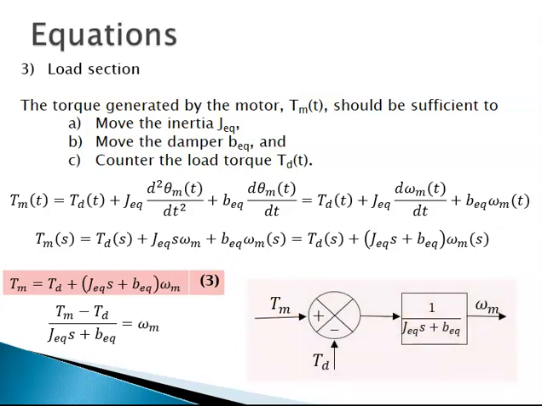You can see it very clearly. And so this omega m comes out to be Tm minus Td. If you take this Td onto the other side, it becomes minus Td, divided by J equivalent S plus B equivalent acting on omega m. With this, you can draw the block diagram shown over here. Plus Tm minus Td divided by this is equal to omega m.